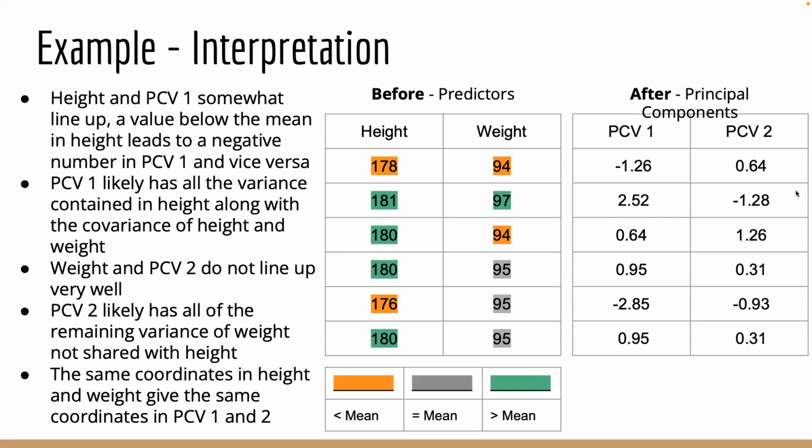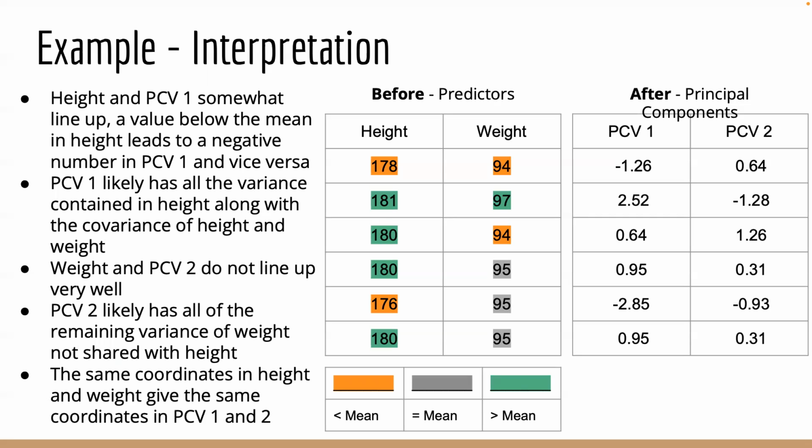On this slide, I've colored the values of height and weight relative to their position about the mean. Height and PCV1 somewhat line up. A value below the mean in height leads to a negative number in PCV1, and a value above the mean in height leads to a positive number in PCV1. PCV1 likely has all or much of the variance contained in height, along with the covariance of height and weight.